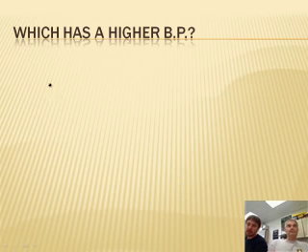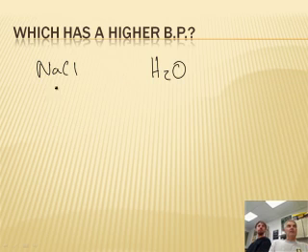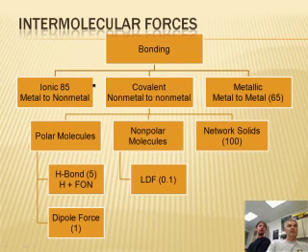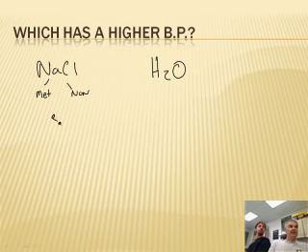Let's do NaCl versus H2O. NaCl versus water. For NaCl, the first thing I note is, what kind of compound is that? A metal bonded to a non-metal. That's an ionic. So let's look at our chart here. Metal to non-metal, it's ionic, and there's a number, strength 85. So I'm going to write 85 next to NaCl. Easy. You just look it up. Ionic compound, 85.